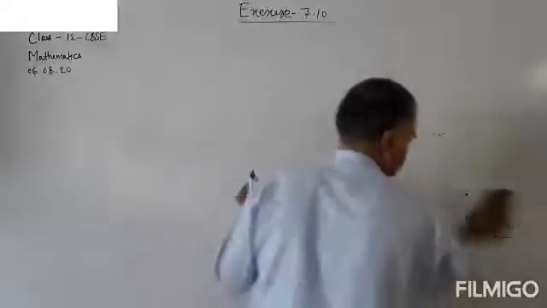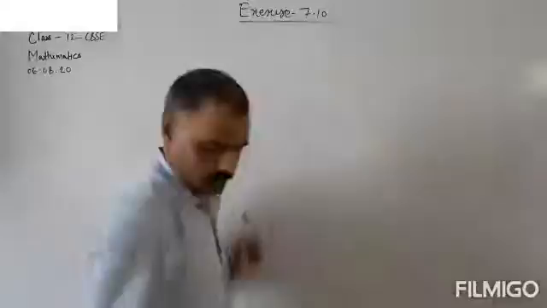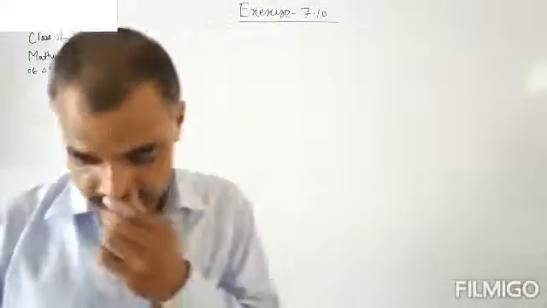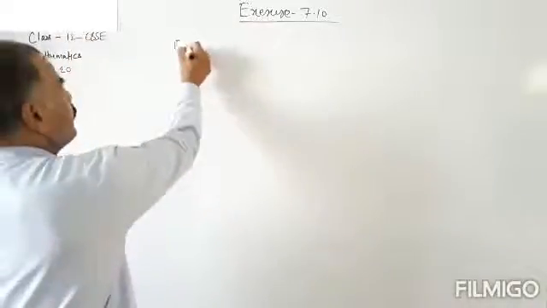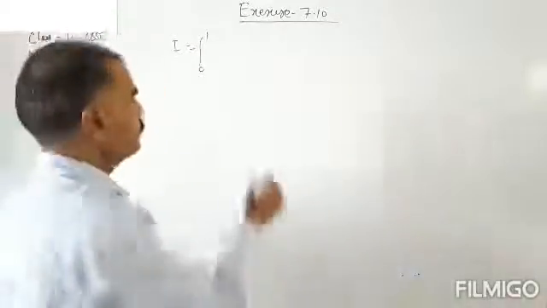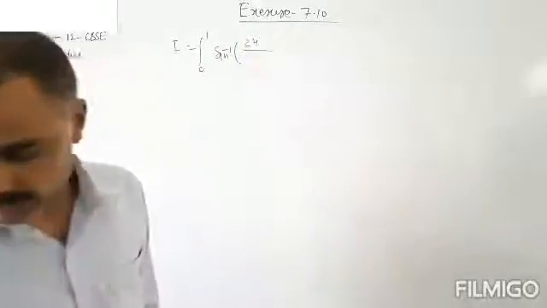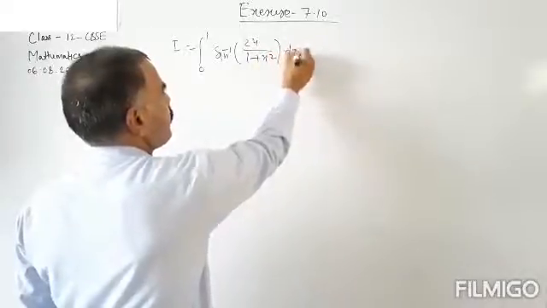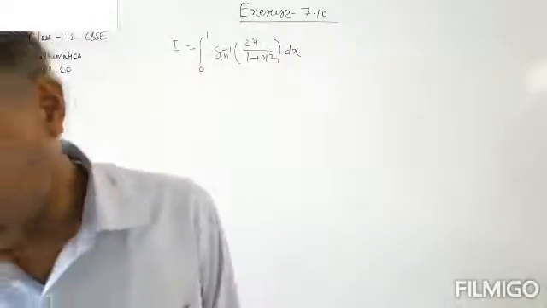Question number 3. Write down question number 3. Integrate, under the limit 0 to 1, sin inverse of 2x upon 1 plus x square, dx. Okay, sin inverse 2x upon 1 plus x square dx.